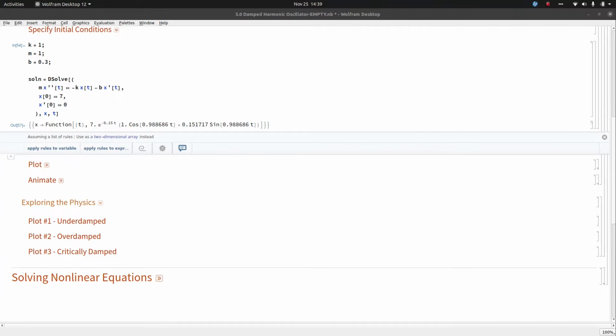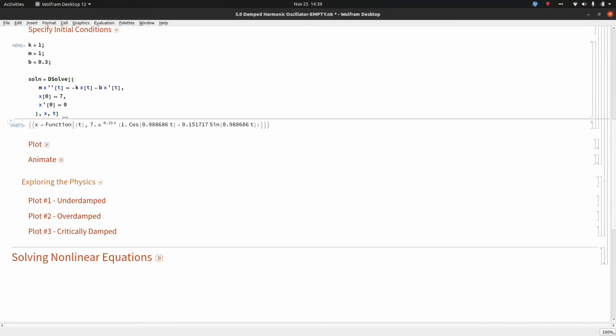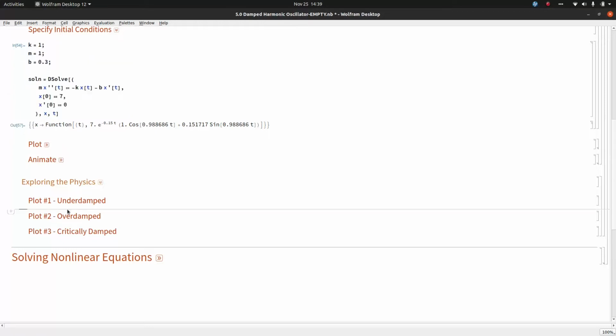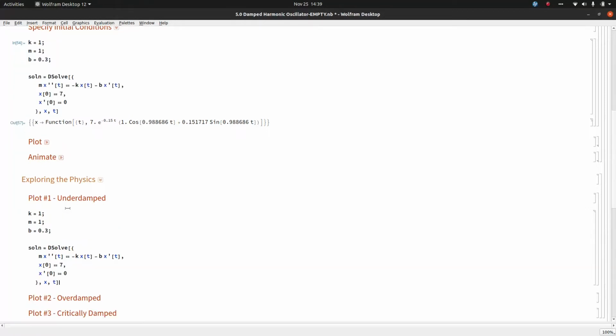So to begin, let's start with that underdamped case. So I am just going to go back to my solution. I'm going to copy this, and I'm going to paste that in here. And we're going to start with the underdamped case. And for this, I'll choose b equals 0.5.